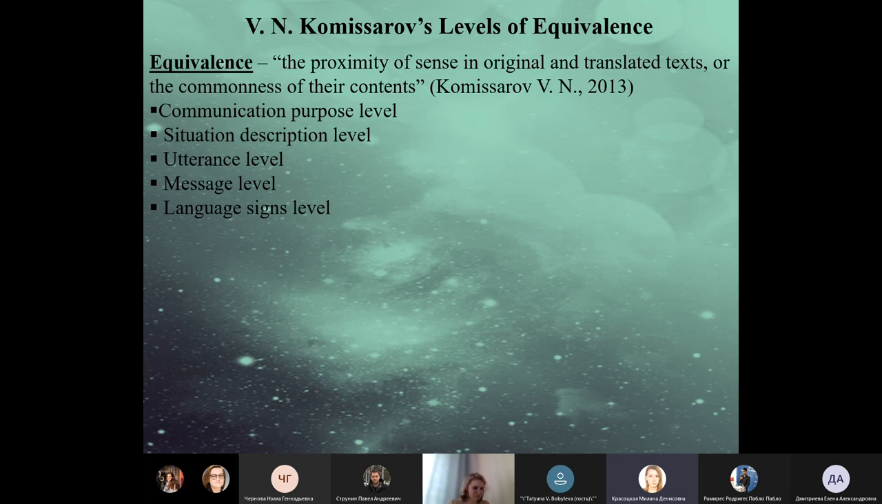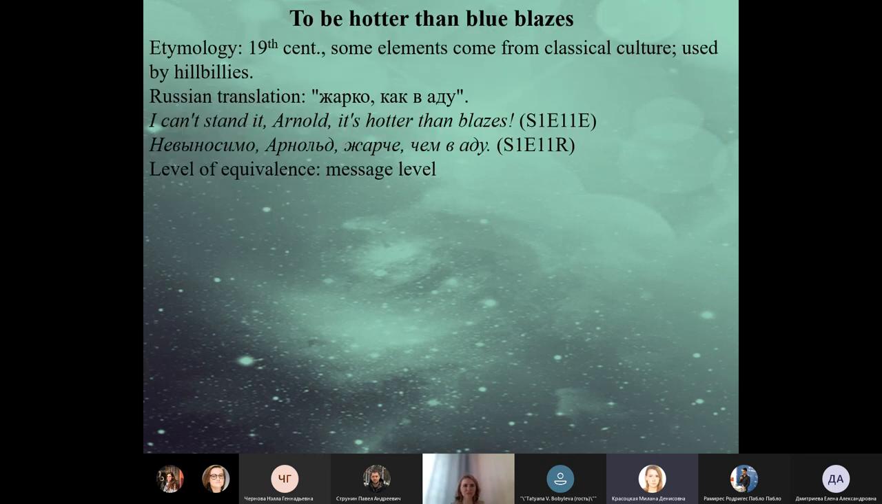Now, let us analyze the following examples of English idioms that we have considered to be quite peculiar. First of all, to be hotter than blue blazes. This idiom's etymology originates from the 19th century, however, some of its elements come from the classical culture. Blazes is a euphemism for hell. Sulfur is associated with hell and its flame is blue, hence the phrase blue blazes. However, this idiom was used in this very form to describe the weather by hillbillies, white Americans living in remote rural mountainous areas and being unfamiliar with the modern trends. Internationally, it translates as жарко как в аду.